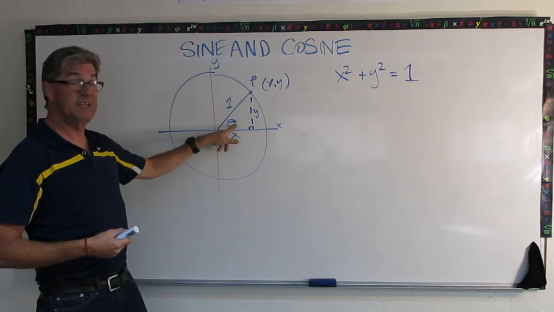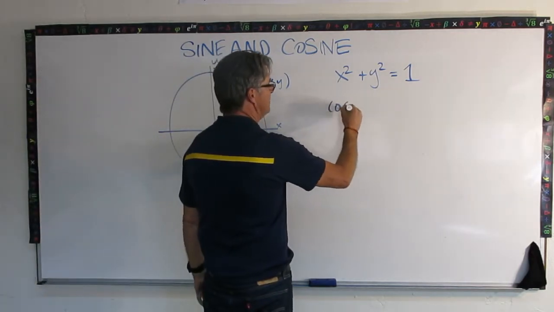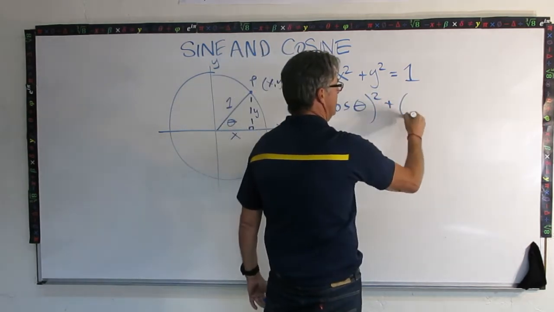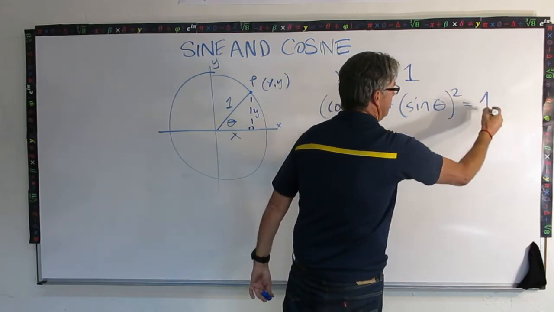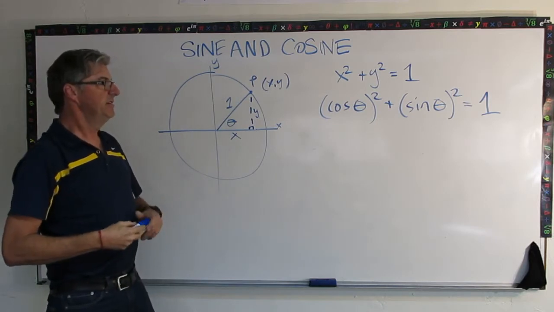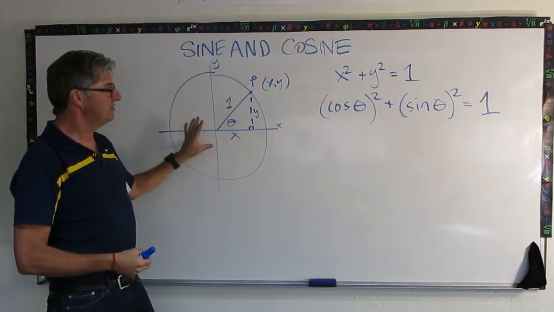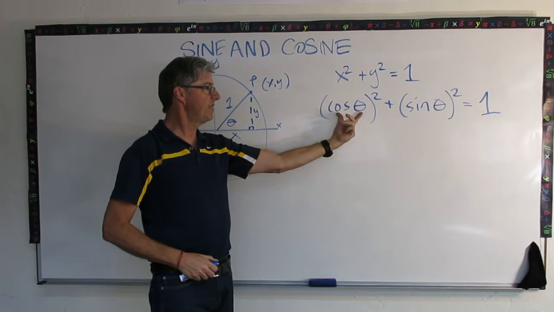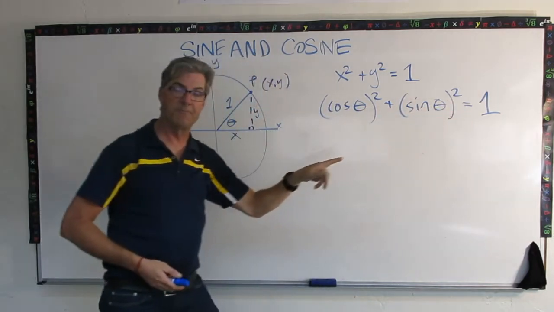Now, we know something about x, and we know something about y. X is cosine theta, so we can rewrite this as cosine theta squared plus sine theta squared equals 1. This is our first full-on trigonometric identity. This is something that's always true for any theta in the unit circle. So if you just take the value of cosine for the theta and square it, add it to the value of sine and square it, you'll always get 1.